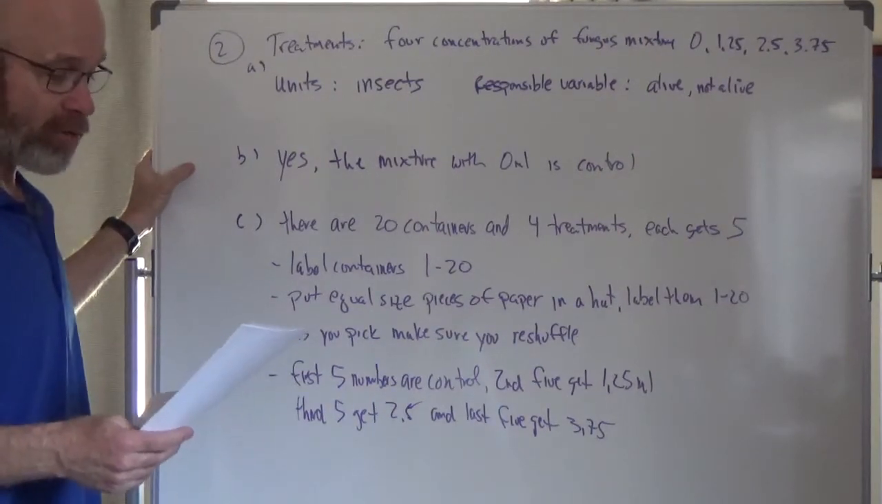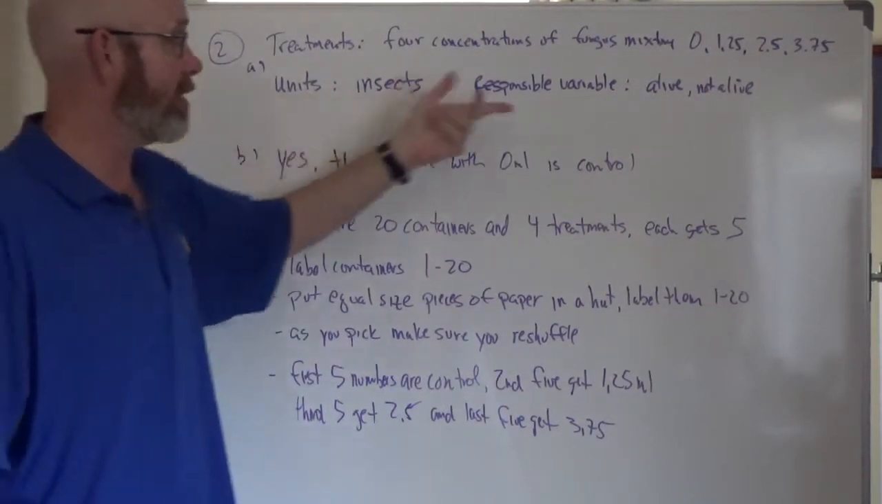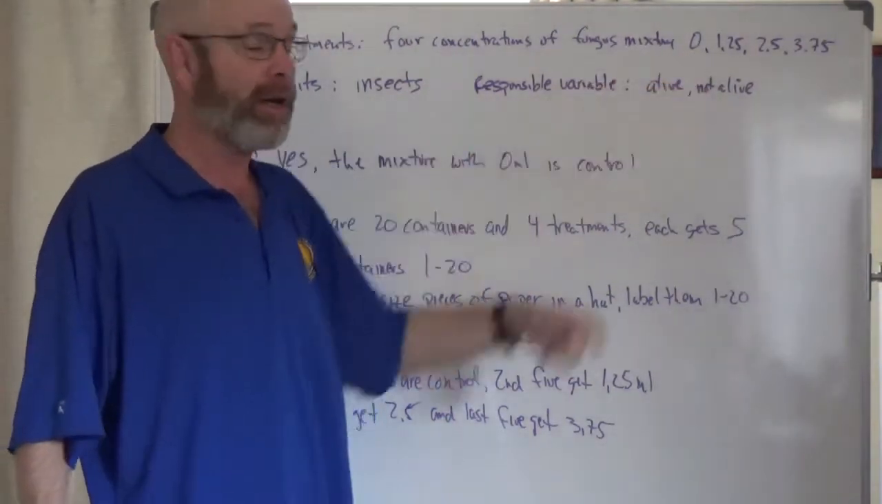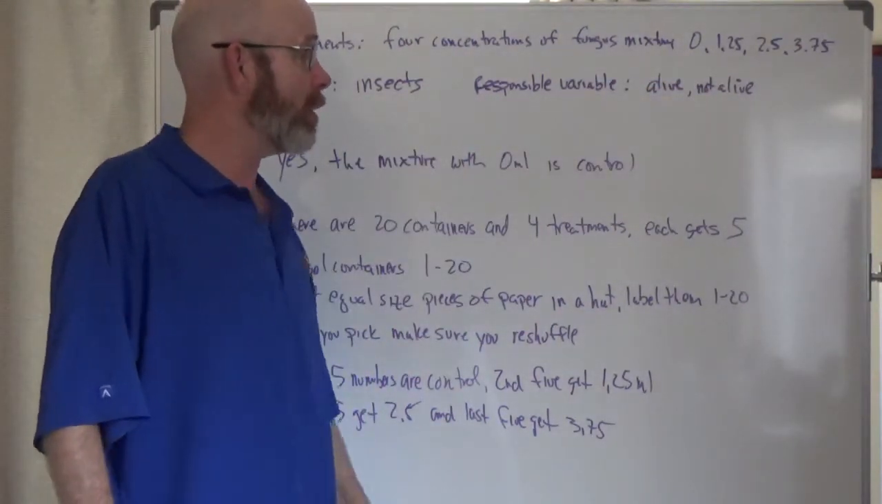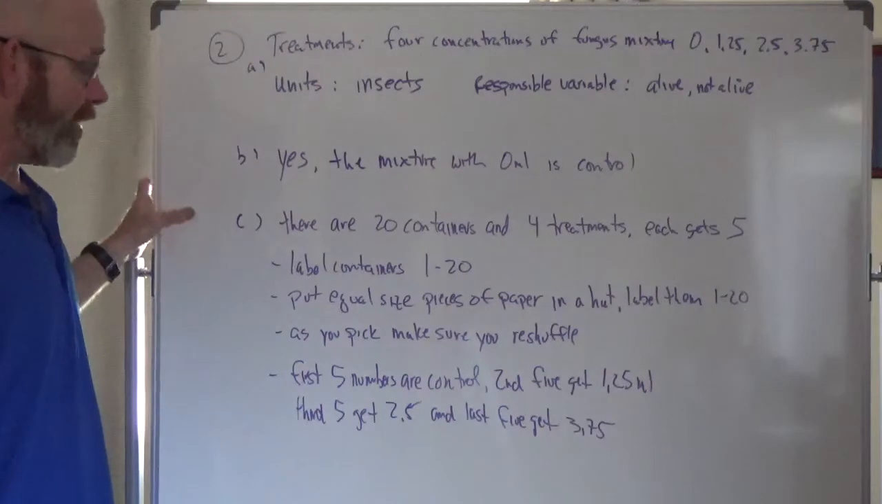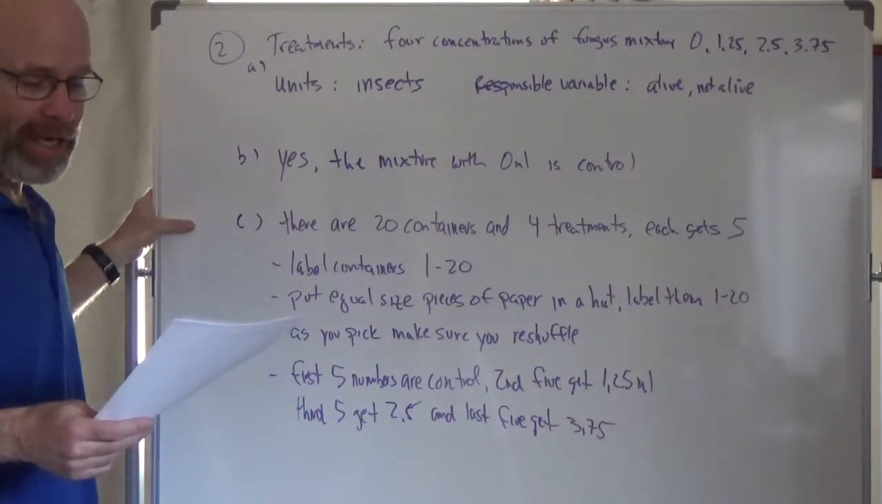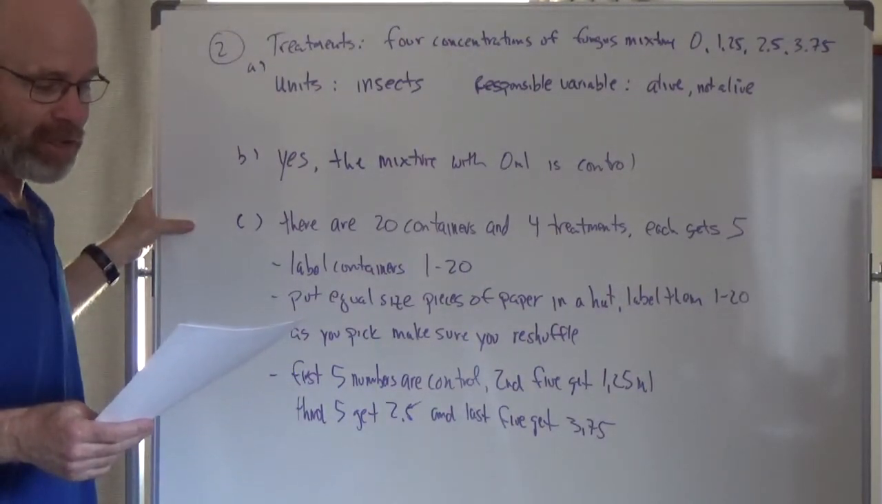Question says, is there a control group? Yes, there is a control group because the mixture with the 0 is the control group. And then they ask you how to set it up. Basically, right, there's 20 containers. How do we set it up so each has the same number of units?